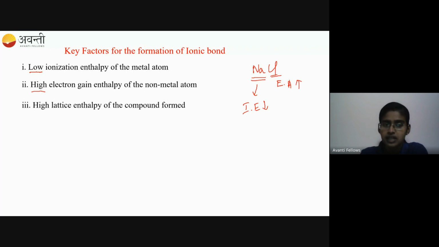And the lattice enthalpy should be very, very high. Lattice energy, that is the energy required to break 1 mole of the system, should be very, very high. So these 3 are the criteria for the formation of an ionic bond. Always, an ionic bond is formed between a metal and a non-metal. That is, the elements present at the left side of the periodic table with the elements present at the right side of the periodic table. Those 2 combinations will give rise to the ionic bond. Got it? Now let's move on to covalent bond.